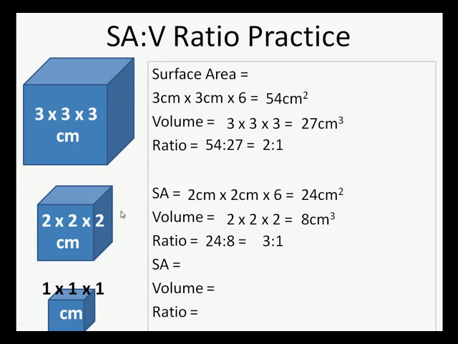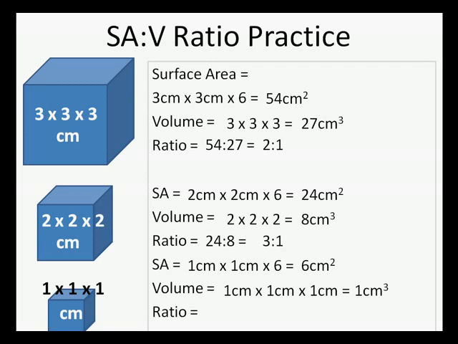Then for that bottom one, here we go, surface area, 1 times 1. Again, one side is 1 times 1, 1 by 1. 6 sides, so we get a surface area of 6 square centimeters. And then volume, the simplest calculation on here, just going to be 1 cubic centimeter. Our ratio is going to be 6 to 1, and that's already reduced because our second number was 1 initially.